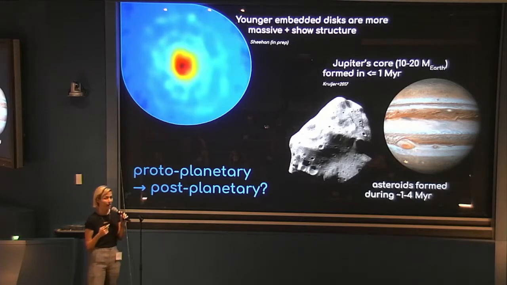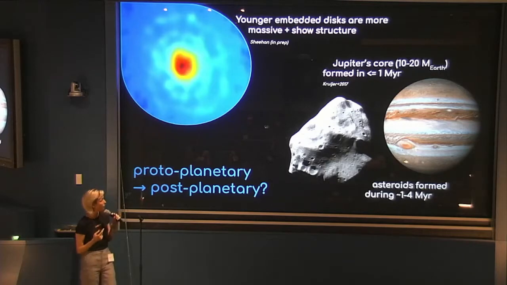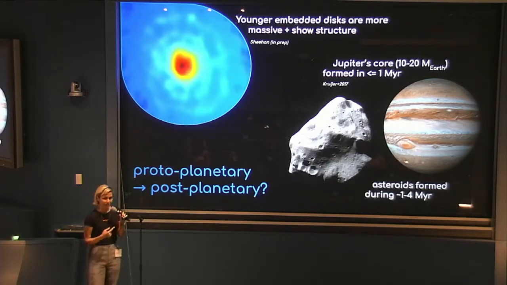One is that if you look at even younger disks, so these are in the upper left corner, embedded disks that are still in their infalling envelope. When you look at them with ALMA, with the sensitivity and resolution of ALMA, and use a lot of supercomputing time, you can derive disk masses for them, and the masses are much higher than in protoplanetary disks, so there's a lot more material there.